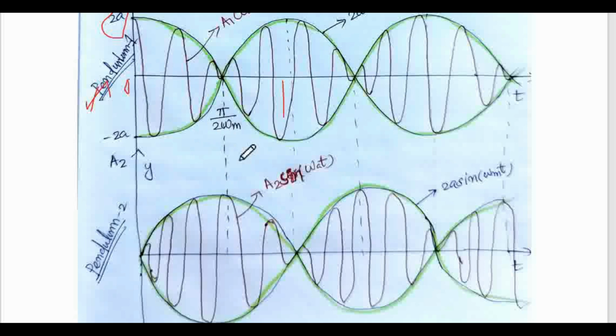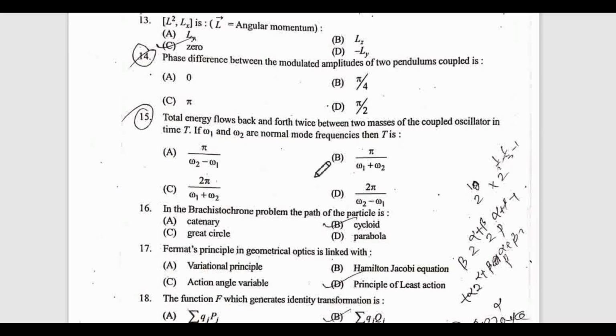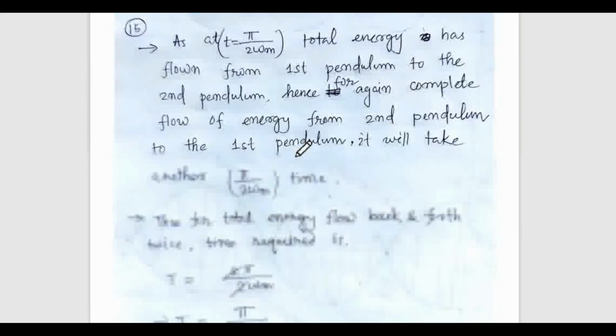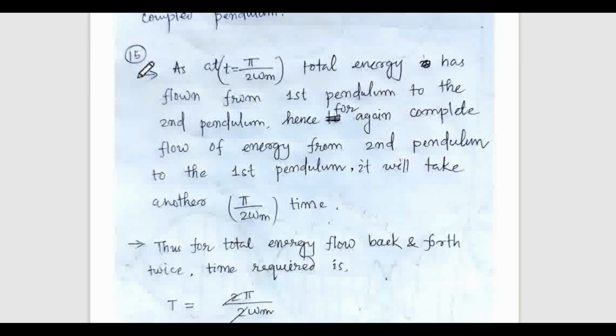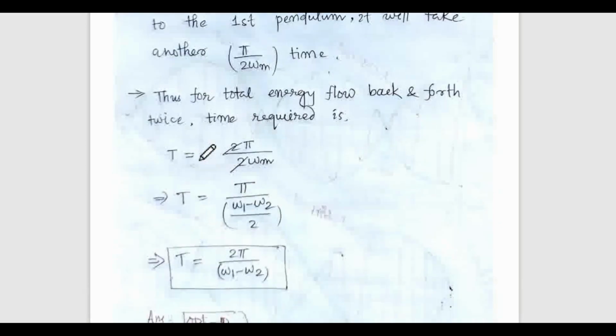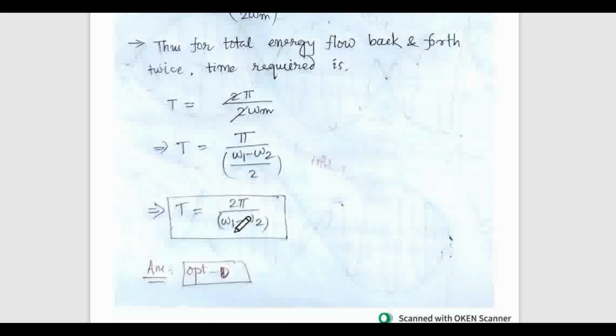So ultimately how much time it will take for a twice flow of energy, that was asked in the question. The total time, capital T, should be 2 times pi by 2 omega_m. If you see the solution, the total time is 2 times pi by 2 omega_m, and you know the omega_m value is (omega 1 minus omega 2) by 2, so it will be 2 pi by (omega 1 minus omega 2).